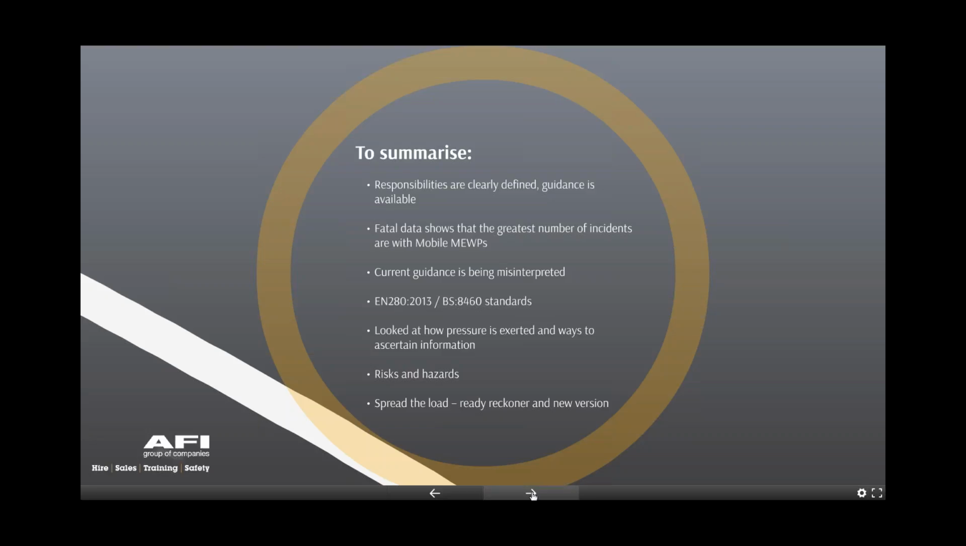Remember, if MEWP manufacturers who sell MEWPs don't sell us as a rental company the mats as part of the original equipment manufacturer's configuration, what's that telling you? They ain't going to take the liability. Because they understand and respect that there's not one mat that will fit all known ground conditions. So you've got to be very much mindful that there could be a number of potential mats that need to be available.